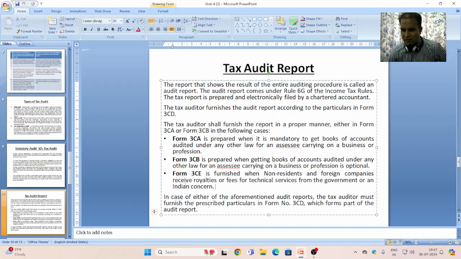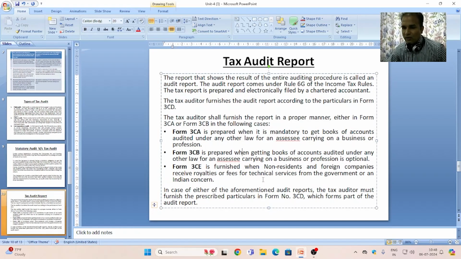Now Form 3CE. This form is furnished when non-residents and foreign companies receive royalties or fees for technical services from the government or an Indian concern. So these three forms are the main forms in which a tax auditor is required to furnish the audit report. When the audit under any law is mandatory, then Form 3CA. When the audit under any law is optional, then Form 3CB.